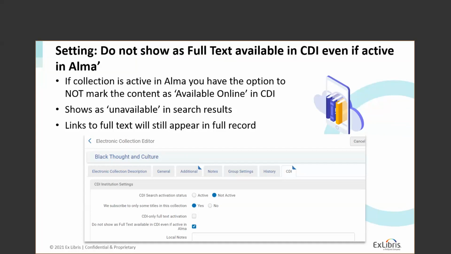If it exists in other subscription databases, you can still retain the link to full text from your open access collection. The other reason you might use this setting is for deduplication in a specific case for an ebook collection, and we'll talk about that in a few slides and also with the next setting.